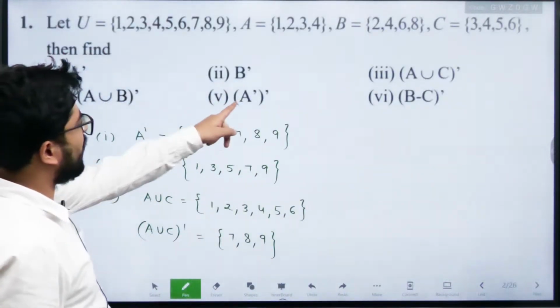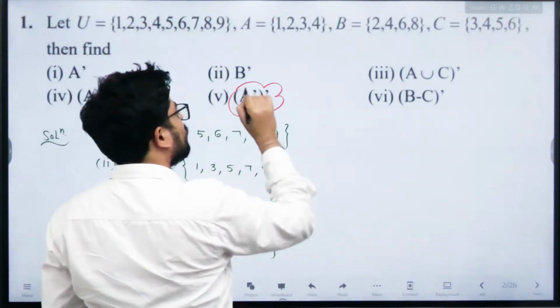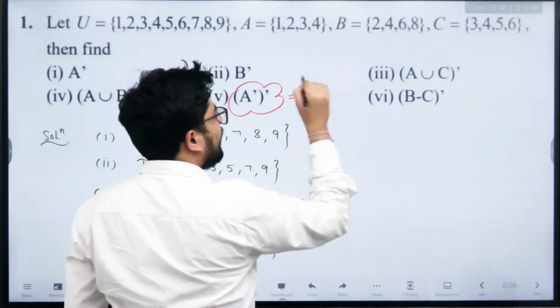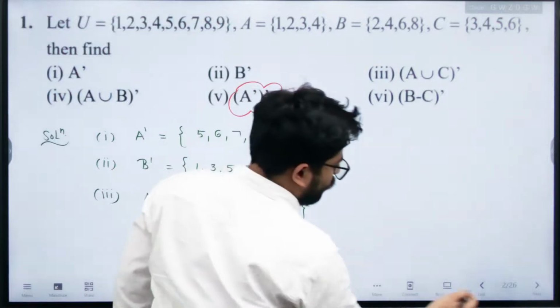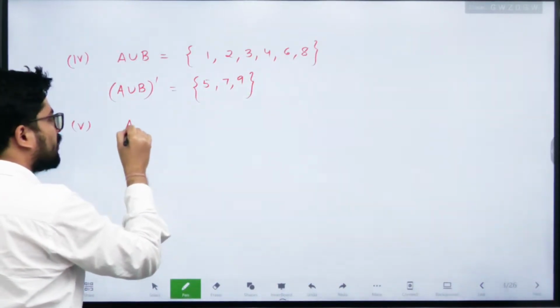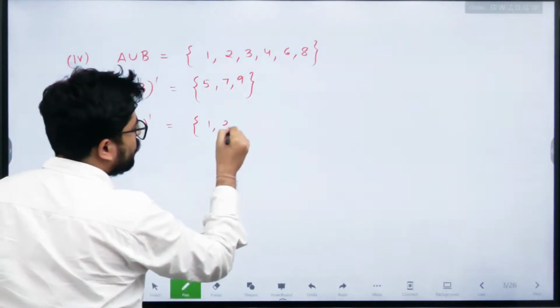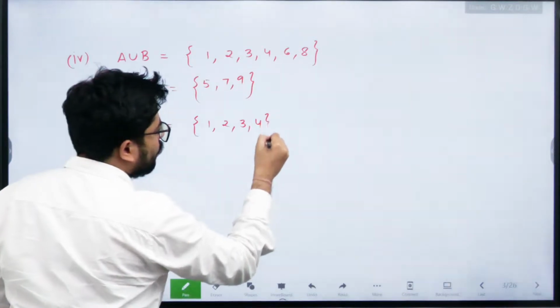Next, the fifth part is A complement complement, and we already know A complement is what? That is the set A. So the answer for the fifth part is the complement of A complement, which is equal to set A, which is 1 2 3 and 4.